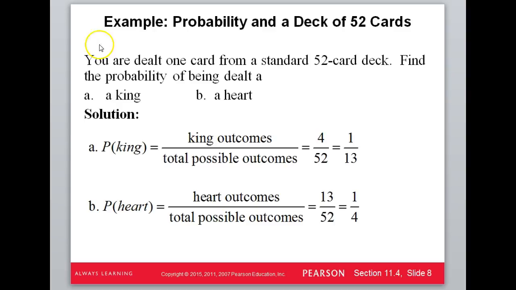All right, if you're dealt one card from our standard 52 card deck, find the probability we're dealt a king, that's the one we did before, or a heart. Now a heart, remember that's a suit. And there are 13 cards in each suit.